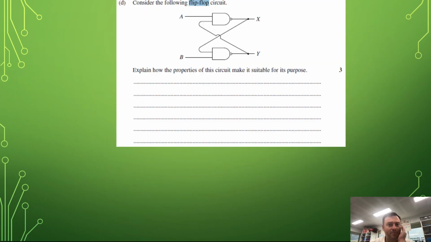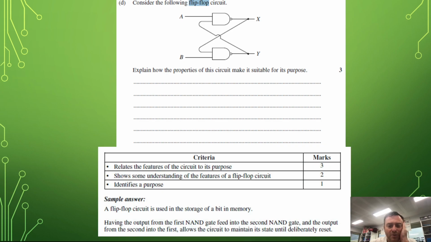So there's a flip-flop. Explain how the properties of the circuit make it suitable for this purpose. And then there's an example. A flip-flop is used in the storage of a bit in memory, having the output from the first NAND gate feeding into the second NAND gate and the output from the second into the first. This allows the circuit to maintain its state until deliberately reset. So that's the whole point.